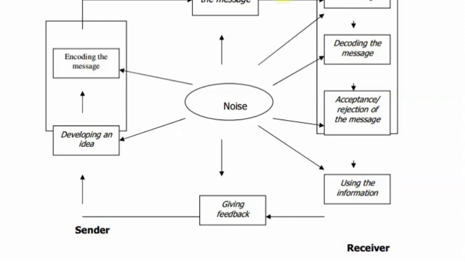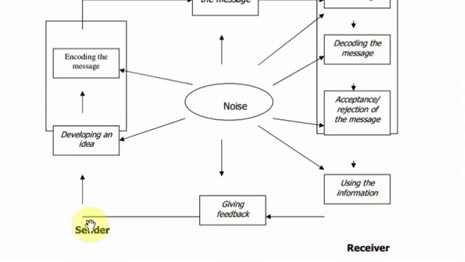So in this video let us learn what is the process of communication. When we are talking about the process of communication, we may require certain things. First, sender and then receiver. So first let us learn who is sender. Sender is the person who sends the message. Receiver is the person who receives it.